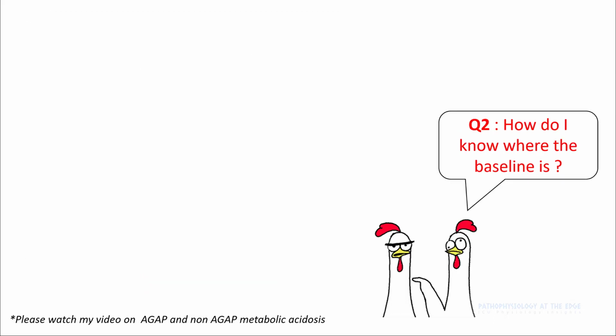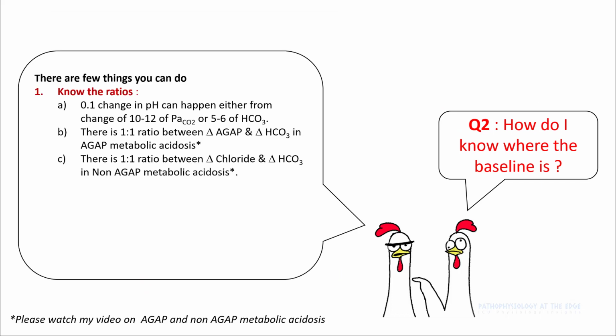Second question is, how do you know where the baseline is? And for this, you have to know some more facts about ABG. There are 3 important ratios that I would like you to remember. First, a 0.1 change in pH can happen either from a 10 to 12 change of PaCO2 or a 5 to 6 change of bicarb. Second, there is a 1-to-1 ratio between delta anion gap and delta bicarb whenever you are dealing with anion gap metabolic acidosis. And thirdly, there is a 1-to-1 ratio between delta chloride and delta bicarb in a patient with non-anion gap metabolic acidosis.